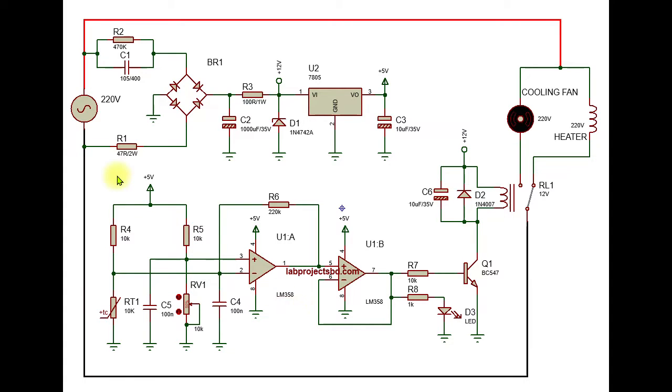So this is the circuit diagram. Here this part is the capacitor power supply section. A simple capacitor at 400 volt is used, and the resistor R1 is 47 ohms 2 watt, or you can use 100 ohms 2 watt.